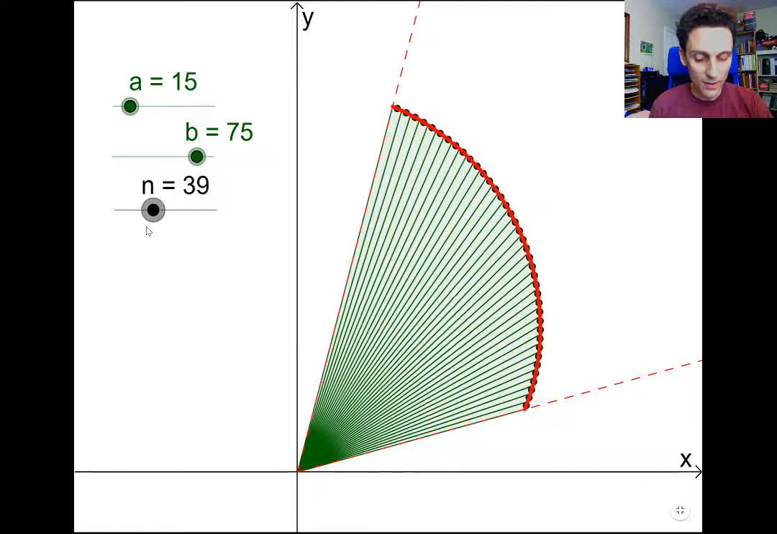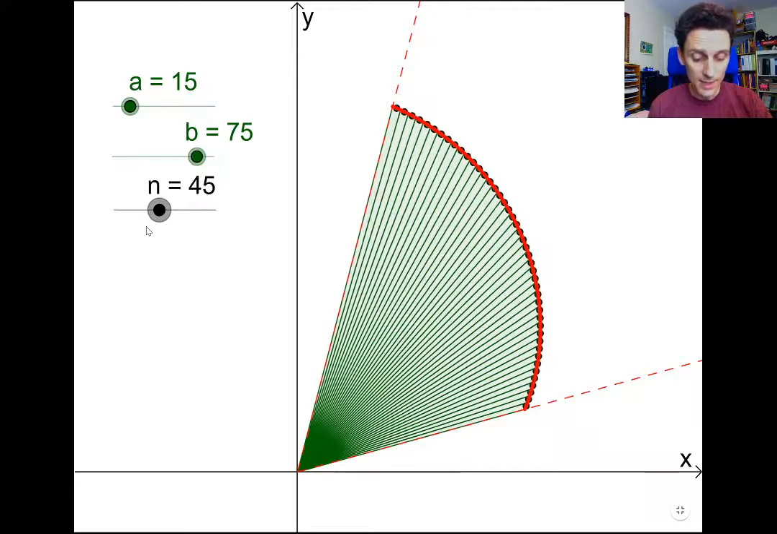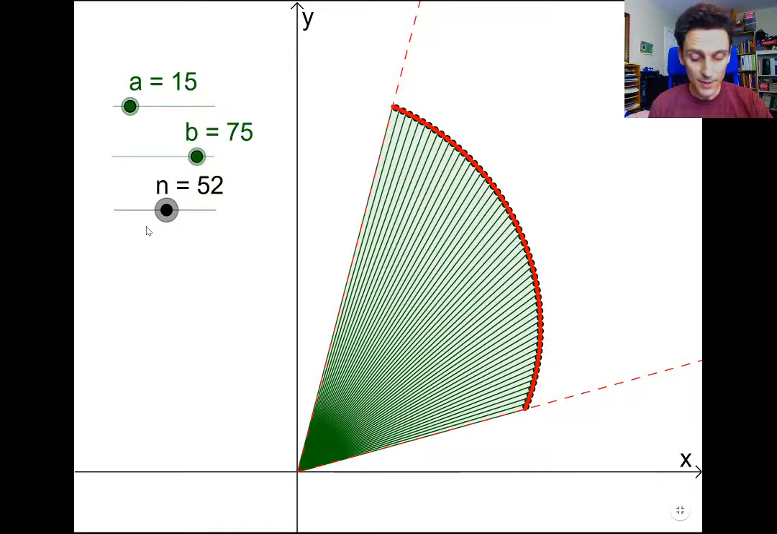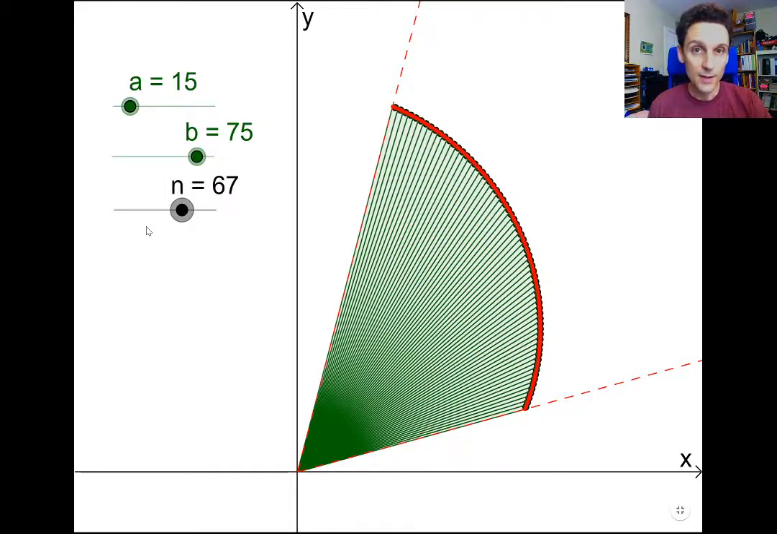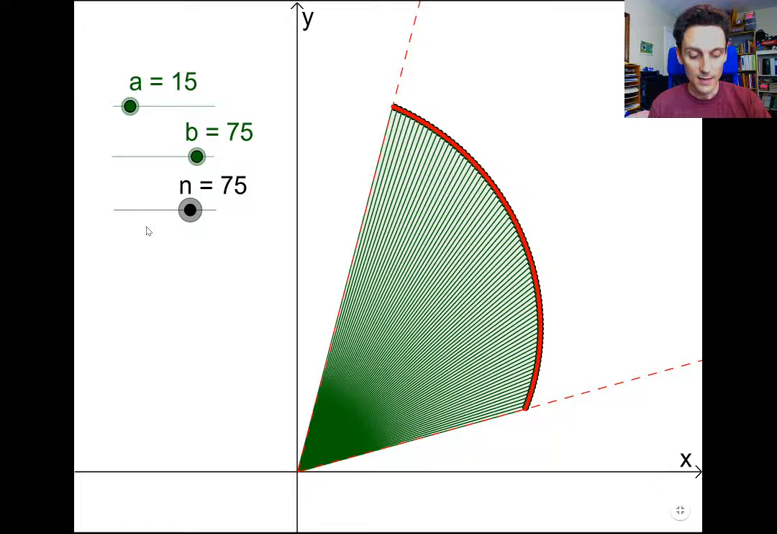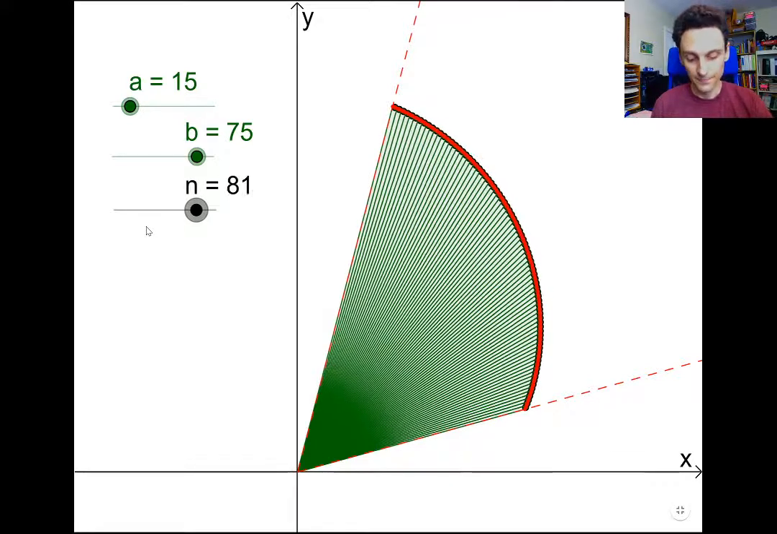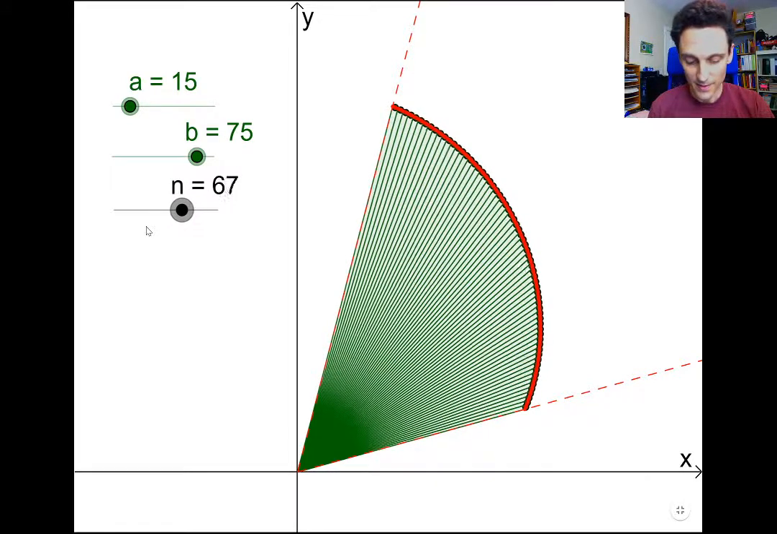So if we can figure out all of the areas of those little sectors and add them all up, and start using more and more of them, then we're going to approach the true area between the polar curve and the origin. Let me back up here.